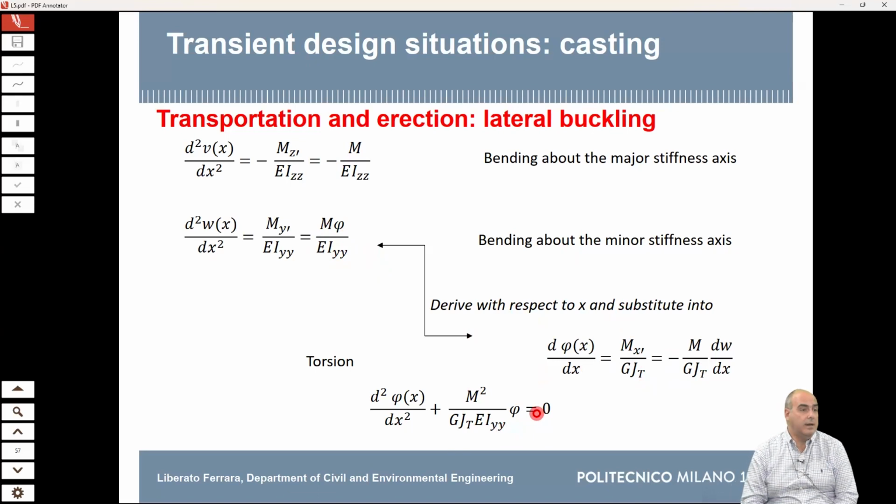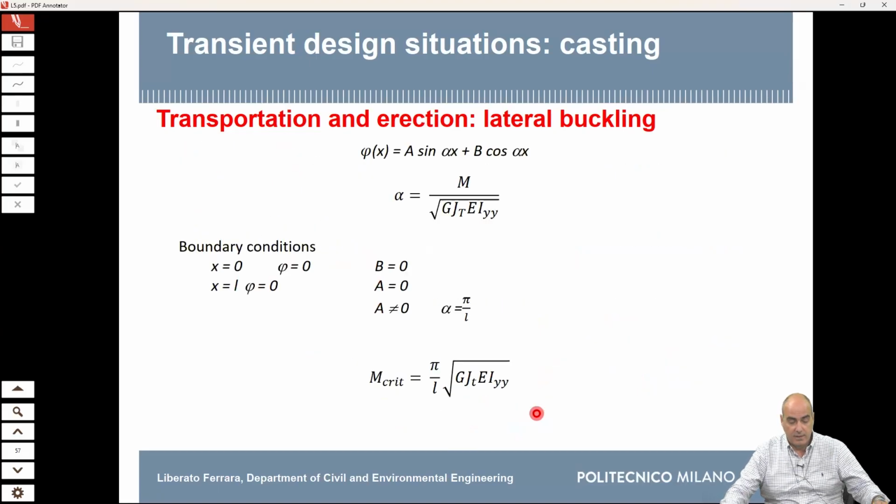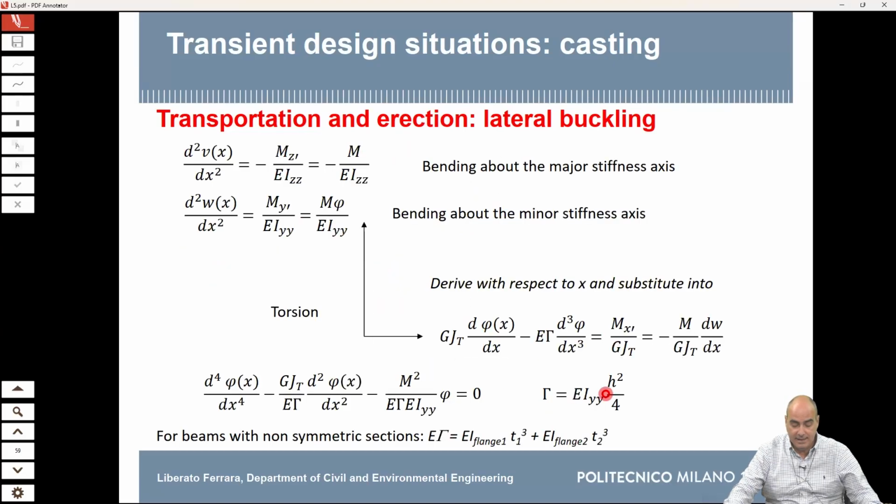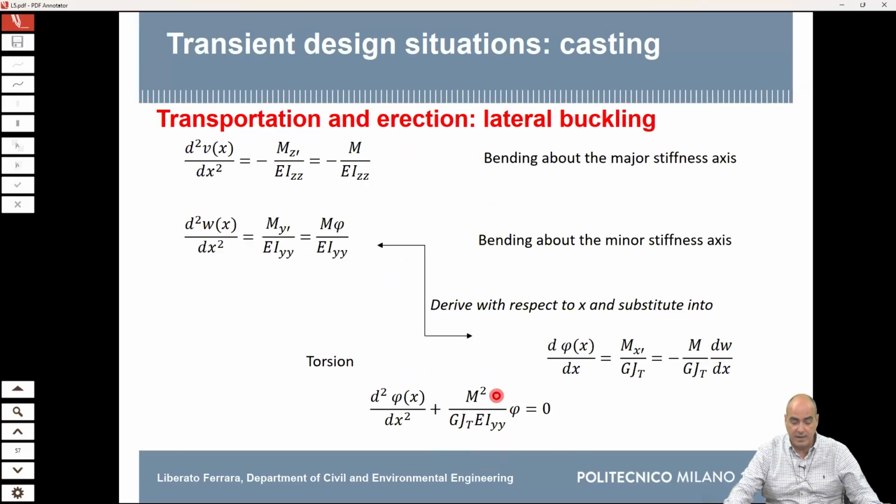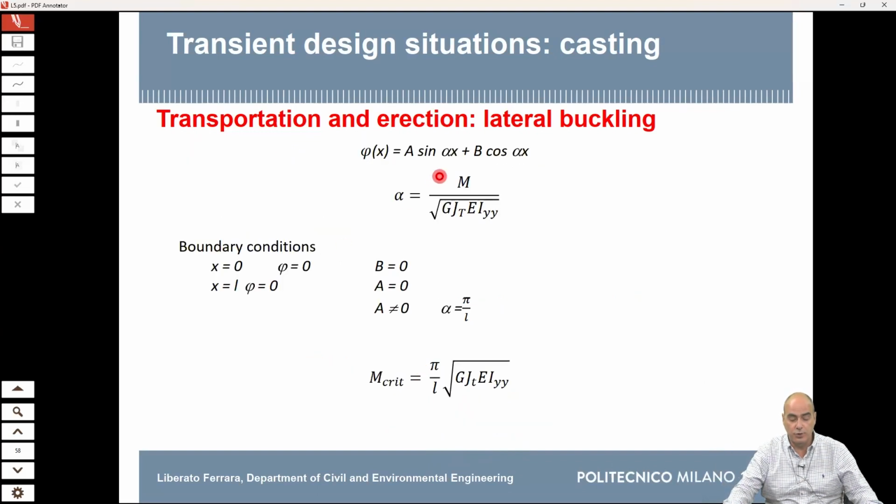And this is an Euler differential equation. Very easy to be solved, because if you call alpha M divided by the square root of G J_T E I_yy, so basically this term here is alpha squared, you have an equation which is second derivative of phi plus alpha squared phi equal to 0, and the solution is a linear combination of sine and cosine.